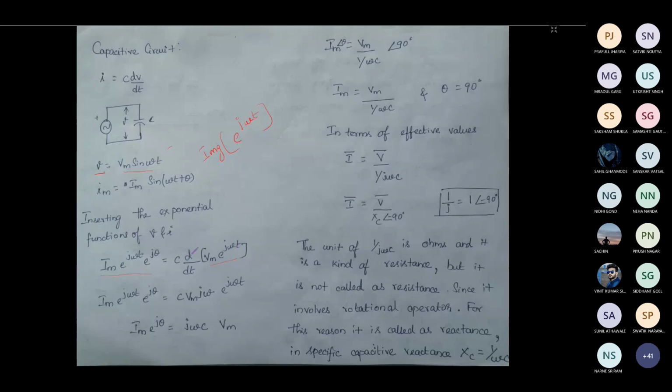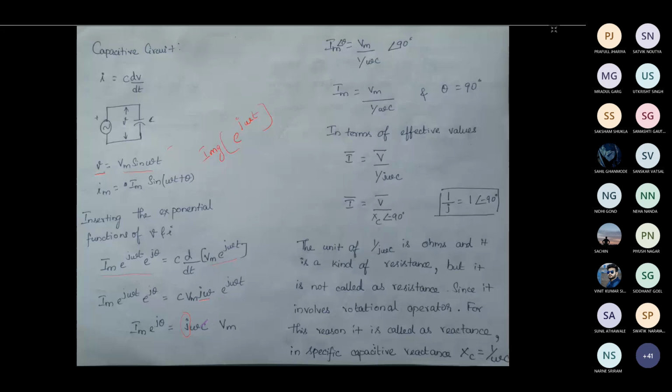So here it is a differential one. If you differentiate this, then you will get jω e^(jωt). Then the common terms are e^(jωt). You cancel both of these on the right hand side and left hand side. If you cancel those out, you will get Im into e^(jθ) is equal to jωC into Vm. Okay, so here you can see there is some j term.